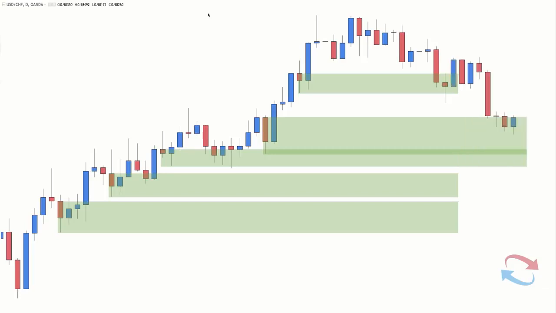So in the next candle sequence, what we get again is somewhere near or close to fair value, and then we get a bit of a reaction around here from this demand zone.